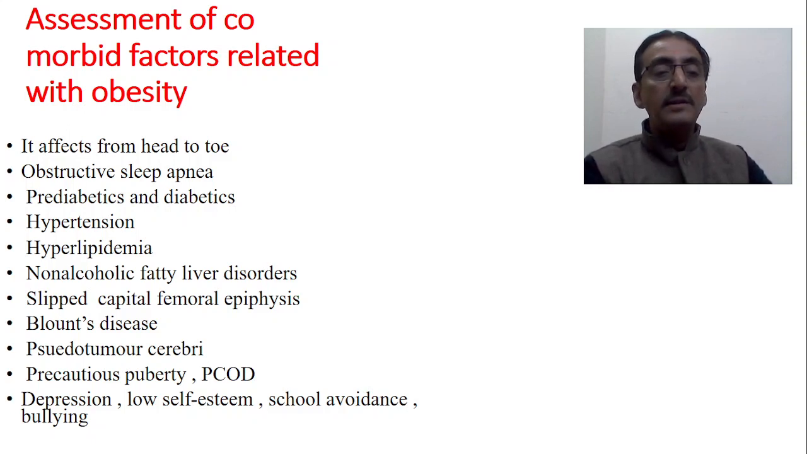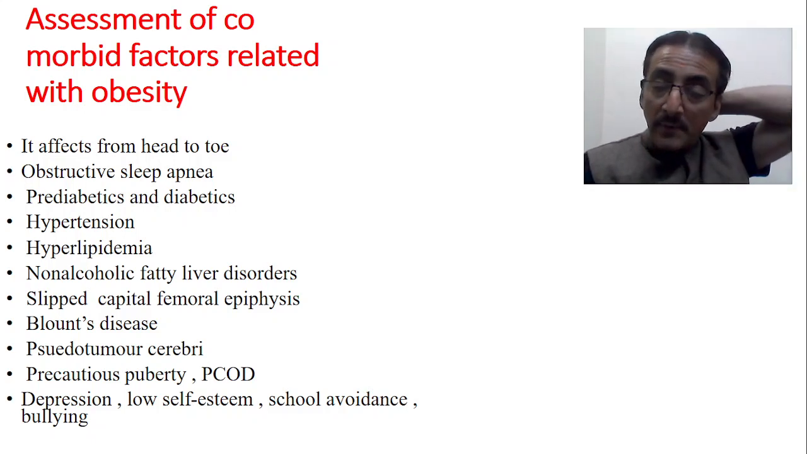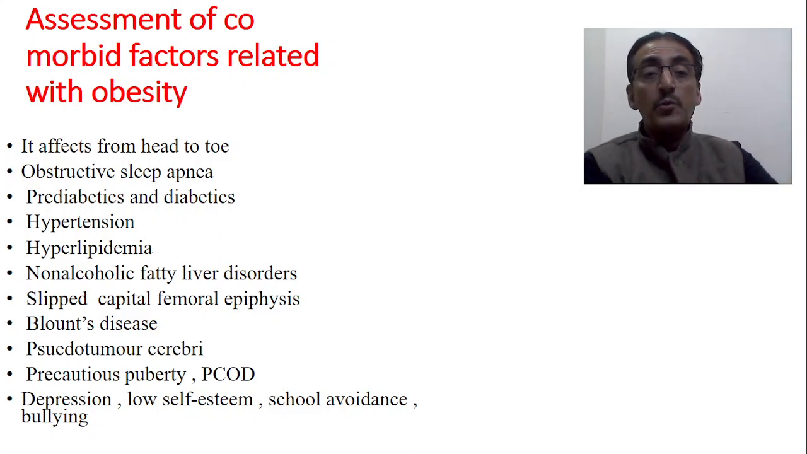Blount's disease, one other condition. Pseudotumor cerebri: you may have a tumor-like situation, symptoms appearing like a tumor in the head, such as vomiting and all those things. Then precocious puberty, this is one more emerging problem. Obesity also leads to precocious puberty and an increased chance of polycystic ovarian disorders. Then obesity also leads to depression, low self-esteem, school avoidance, bullying, and so on. So there are many comorbidities of obesity. So it is always better to prevent obesity rather than treat it.